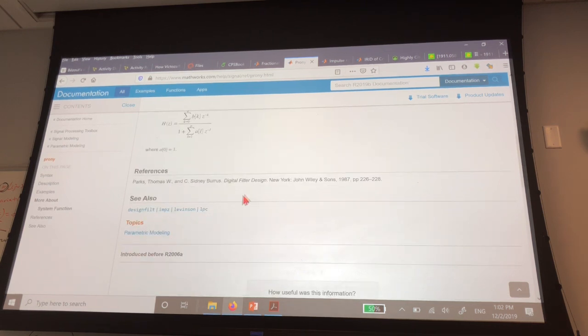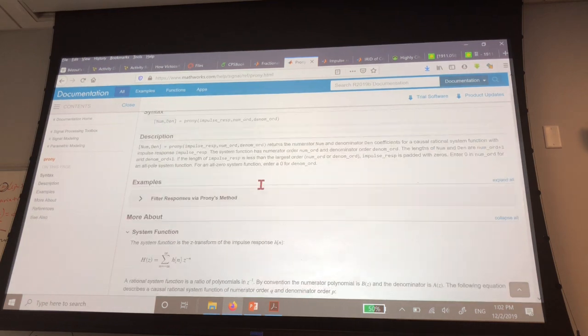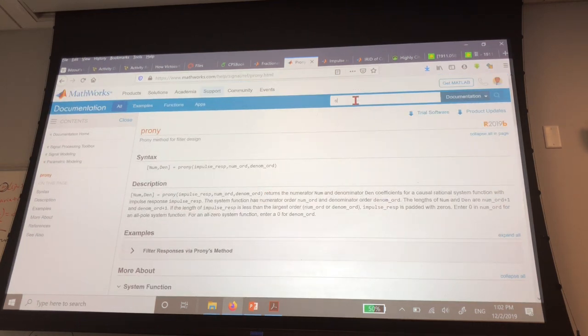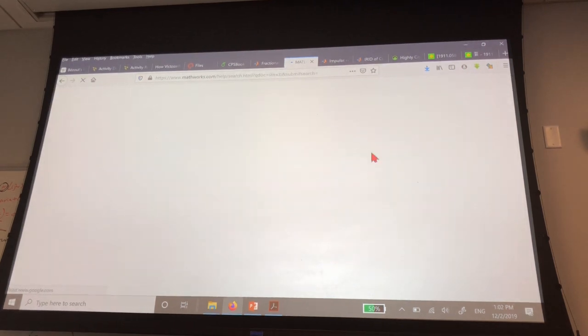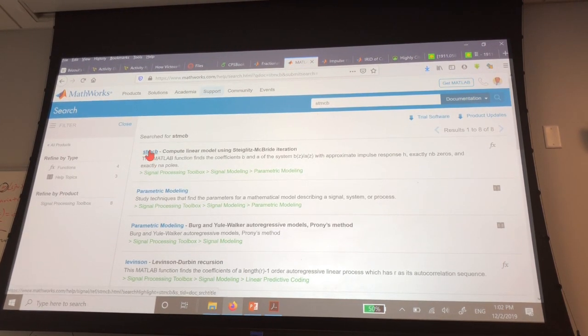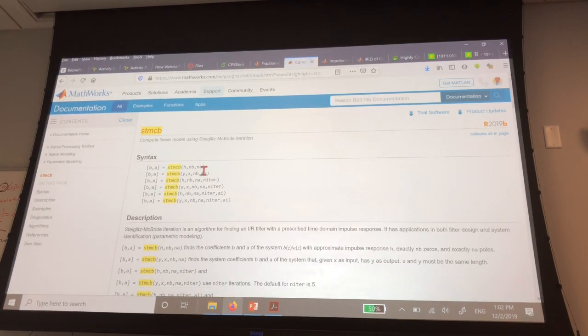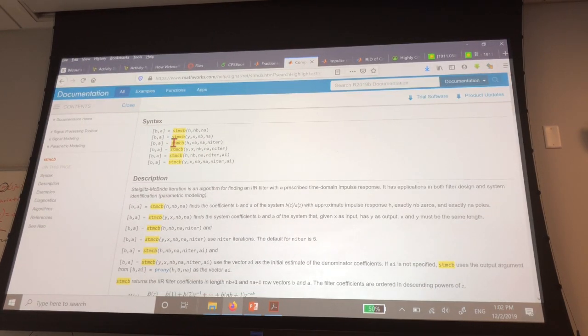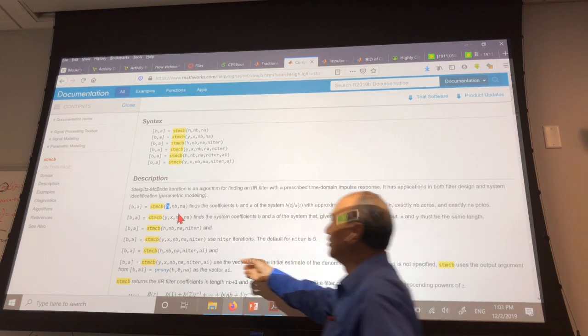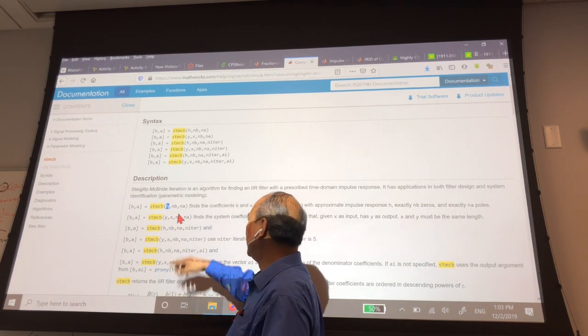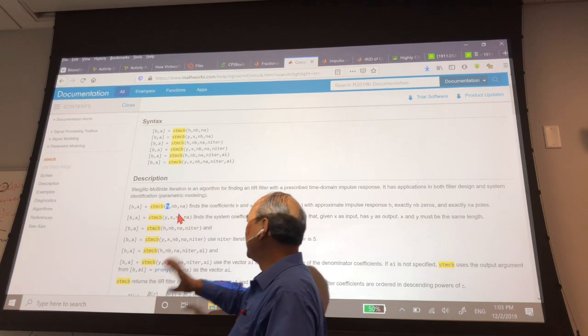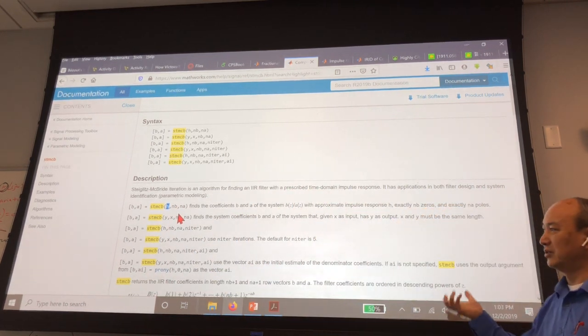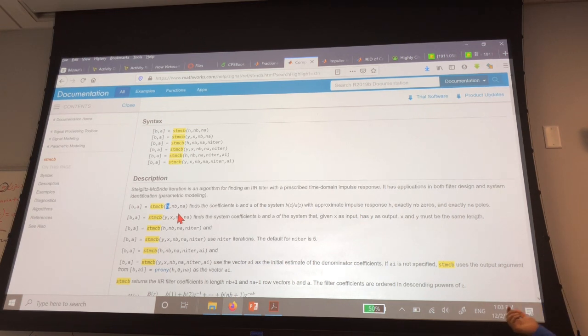And the other one is called STMCB. Very good. So in here you are going to get B and A, the coefficients of the numerator and denominator. So what do you get? You can give an impulse response here, or you can give input and output, x and y, and you give the numerator and denominator orders. So they will get you this. So it's more general than Prony.